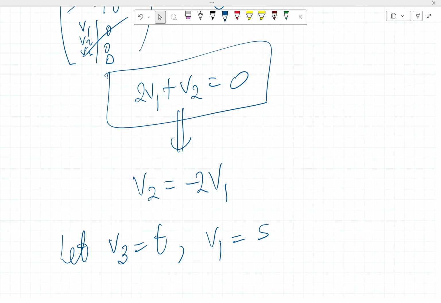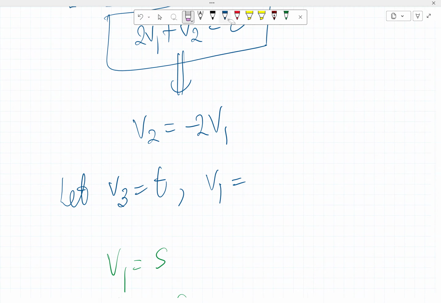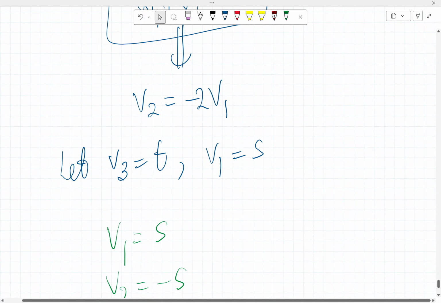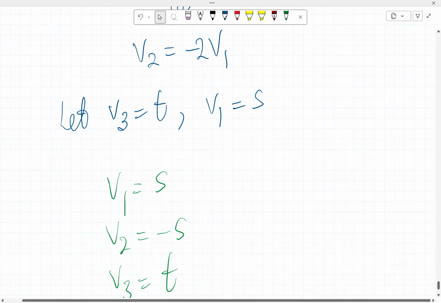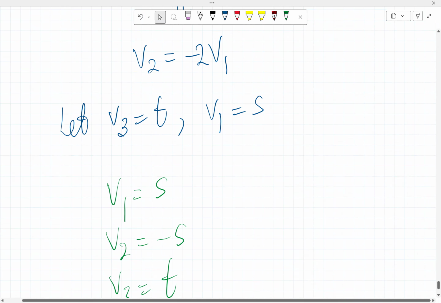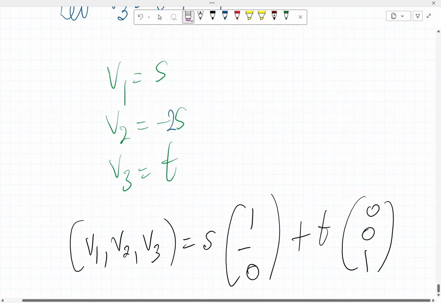V2 is minus 2V1, sorry. So this means V2 is minus 2S. Okay, V1 is S, right? So with V1 being S, it means V2 is minus 2S. Yeah, V2 is minus 2S. So that means for V2 we have minus 2 right here. Yeah, I think that works.